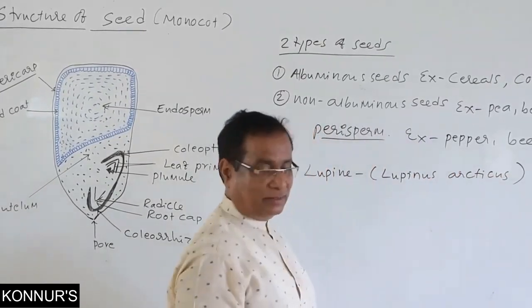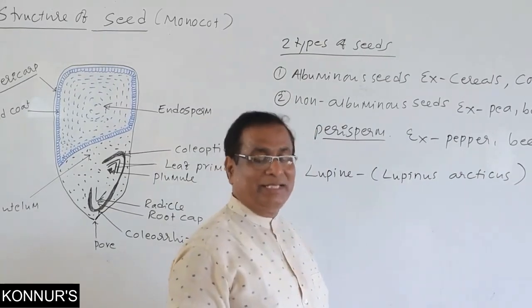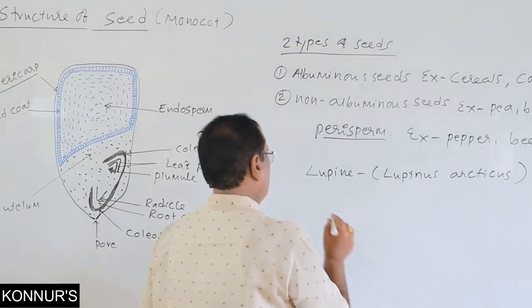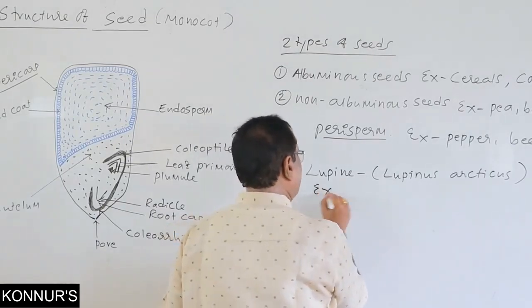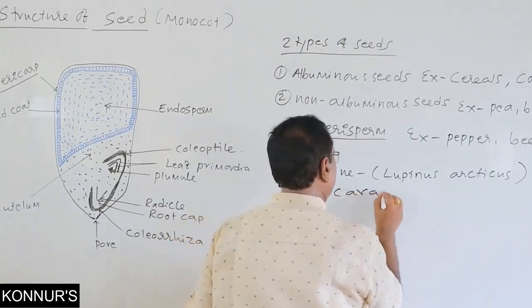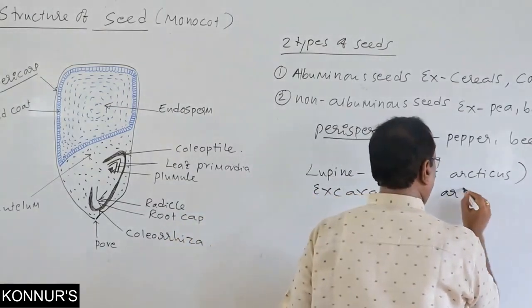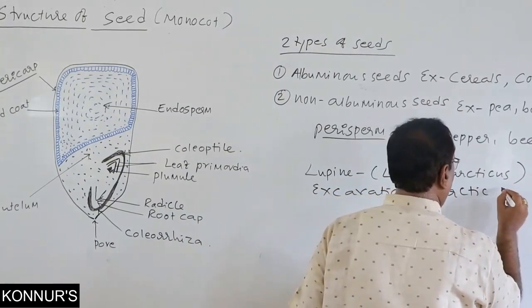Lupinus arcticus. Its seeds were obtained during excavation in Arctic tundra.